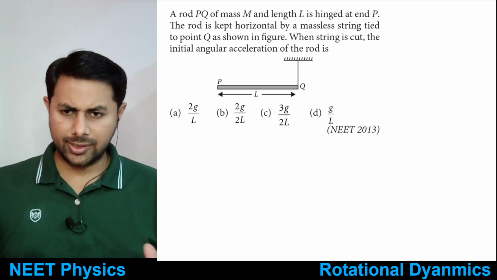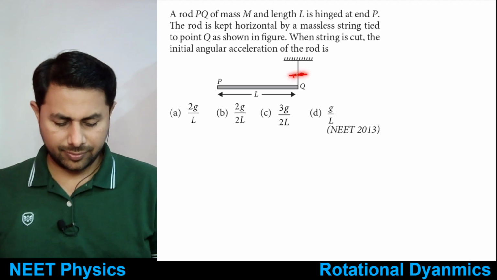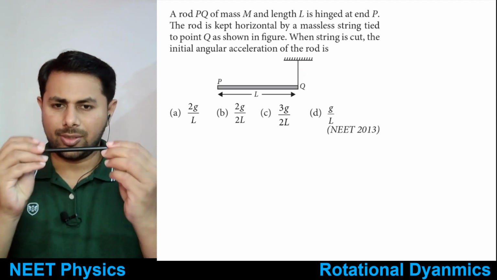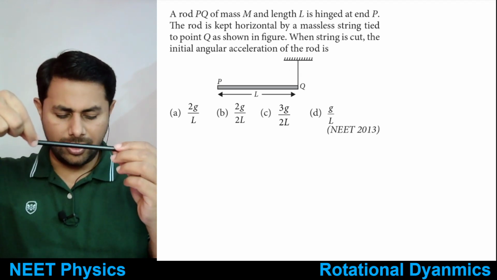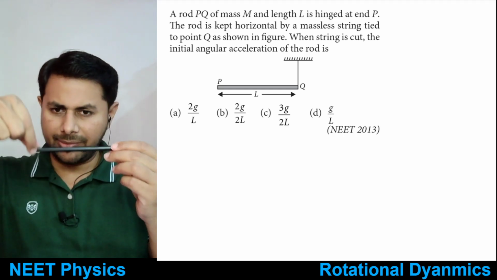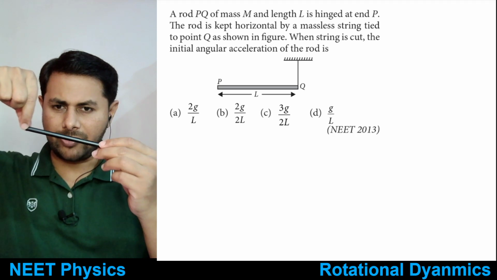So see, this is a simple question. Now when the string is cut, what will happen? Suppose this is the rod, it is hinged at this point, and it was suspended by means of a string on the other end, right? It was suspended like this. When the string is cut, what happens?